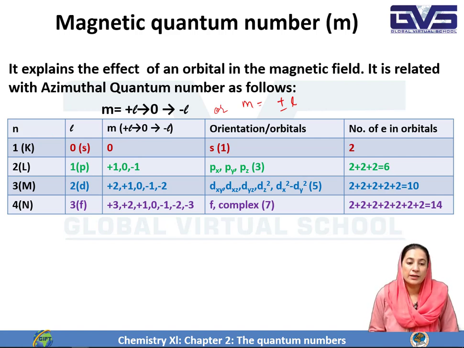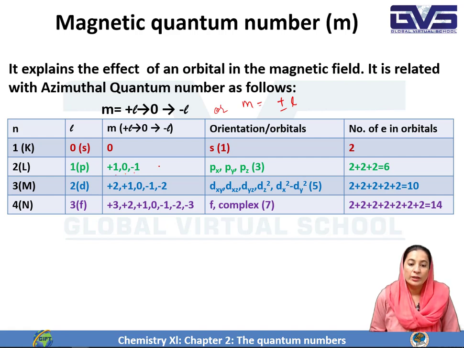When L is 0, m is, as I already told you, plus minus 0, or you can say plus 0, 0, minus 0, it's all the same. So when L is 0, m is 0. 0 means only one orientation, and this is 1. And for that purpose, this is again S. For L equal to 0, it is S. And when the value of L is 1, it means plus minus 1. How do we write it openly? Plus 1, then 0, then minus 1.